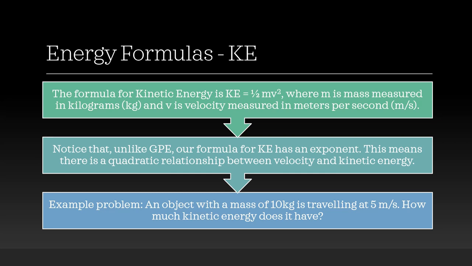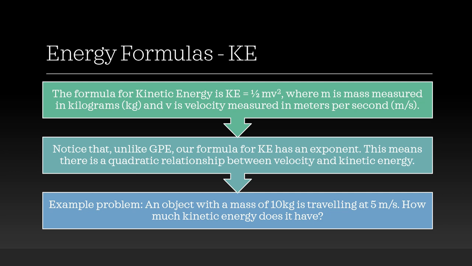Moving on to kinetic energy, the formula for kinetic energy is KE equals 1/2 mv squared, where m is again the mass measured in kilograms, and v is the velocity, which is measured in meters per second. So velocity, of course, is just a speed with a direction. If you'll notice that unlike the gravitational potential energy formula, which is mgh, our formula for kinetic energy has an exponent, that v squared. This actually means there's a quadratic relationship between velocity and kinetic energy. And so if you remember, in a quadratic relationship, when x doubles, y quadruples. So in this case, when velocity doubles, our kinetic energy will actually quadruple.